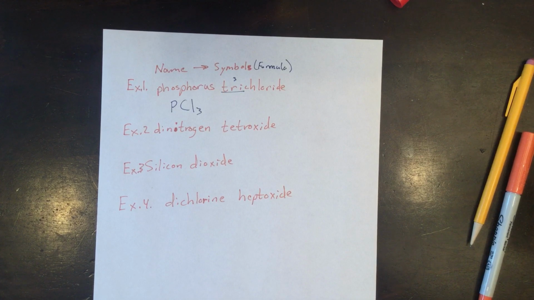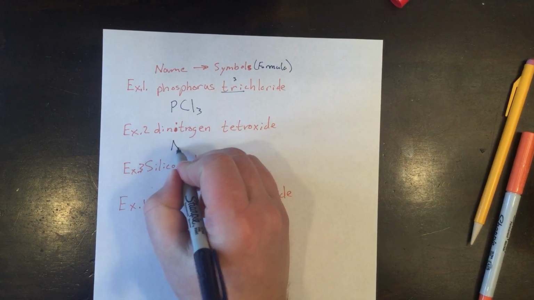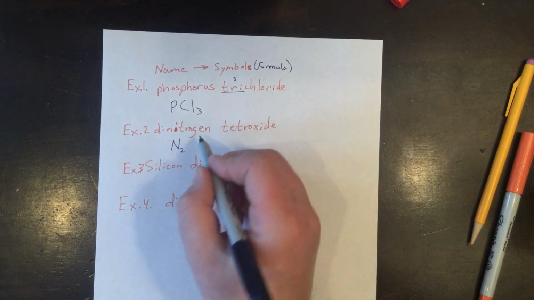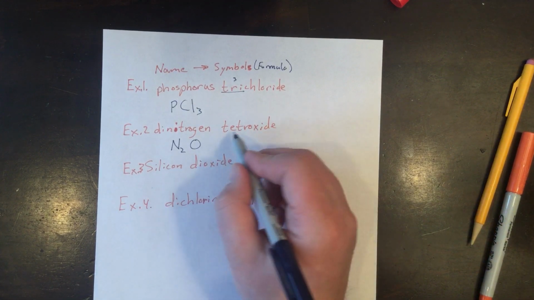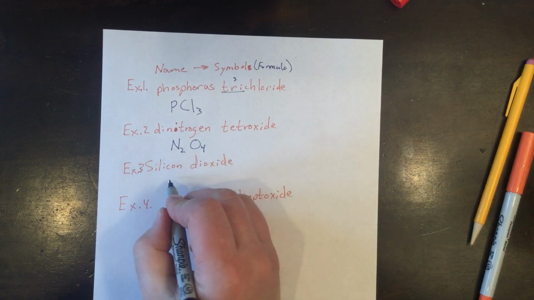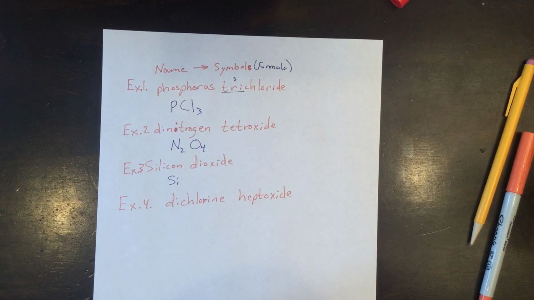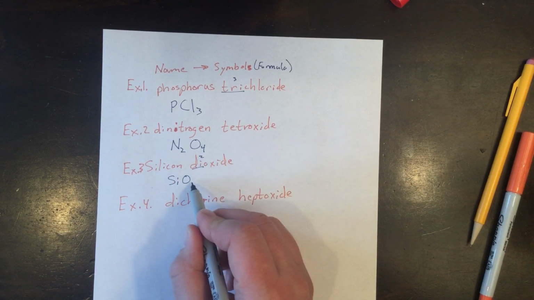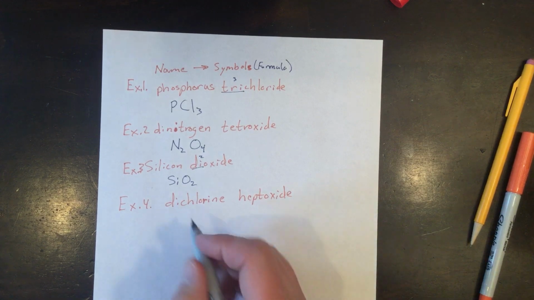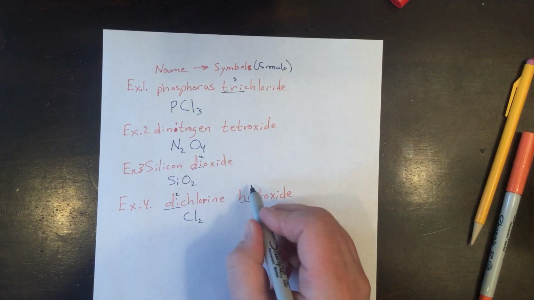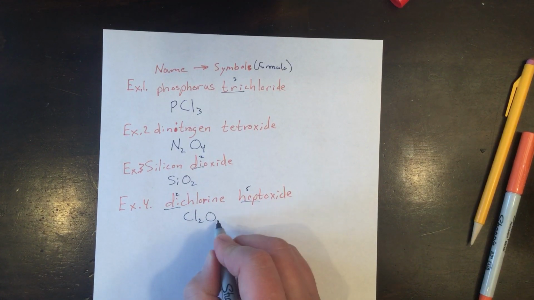Okay. And that word was, I couldn't think of it earlier, which is pretty bad. Nitrogen di, which is 2. Oxygen, so that's oxygen. And tetra, that's 4. Silicon, Si. Oxygen, O. So there's only one of these, but we have 2 oxygens. Now chlorine, we have di, so there's 2. Hepta, 7. So oxygen, we have 7.